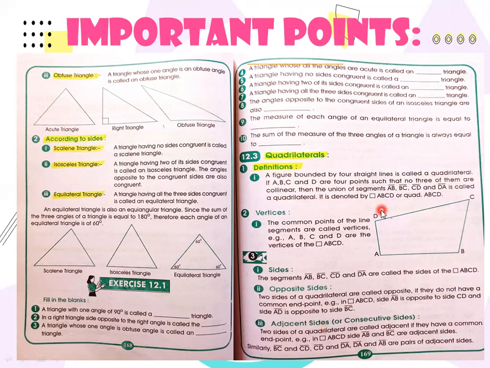Okay, here you can see the symbol of quadrilateral. This is the symbol of quadrilateral. You can also represent quadrilateral with the help of this symbol, or simply you will write it down here: quad dot A B C D. Clear?